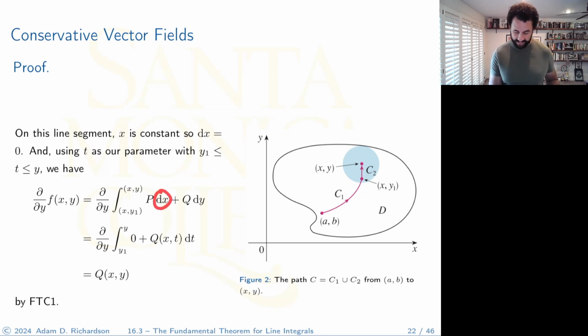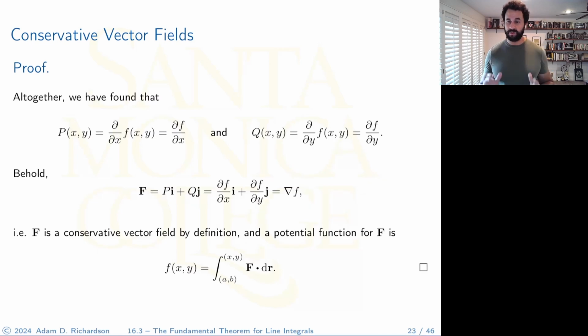So remember, since dx is 0, this term is going to disappear entirely, and then we can reparameterize this in terms of t. And then what we're doing is taking the partial derivative of this integral, and by FTC1 again, we're going to get Q of x, y. So altogether, this is what we have just found out. This is what all those steps were for. We found out that P is actually equal to the partial derivative of f with respect to x. And we found that Q is equal to the partial derivative of f with respect to y.